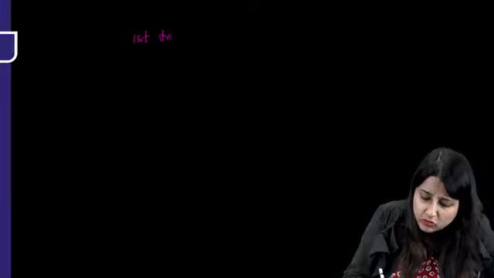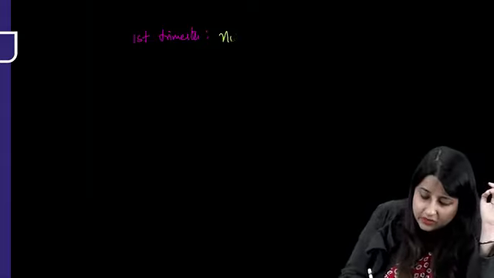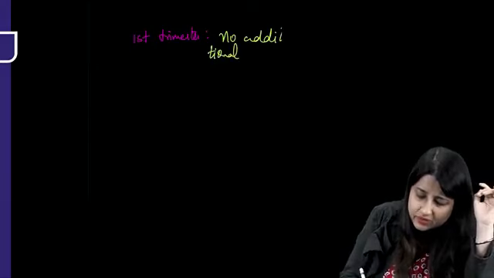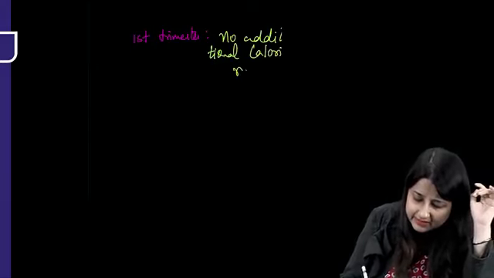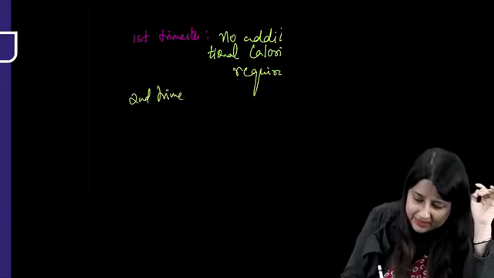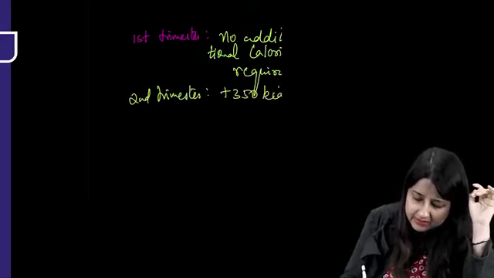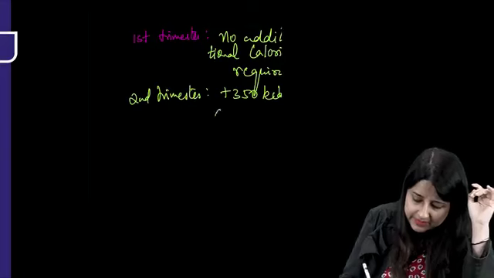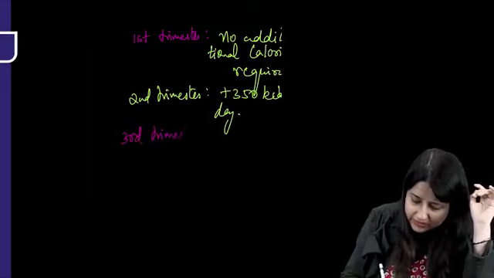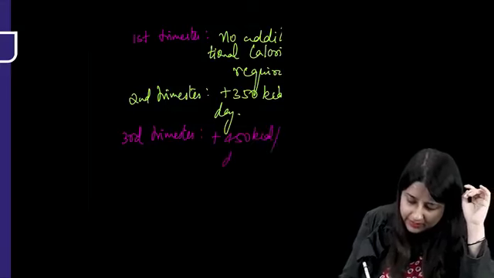Other than NIN, it is also said that in the first trimester, technically no additional calorie is required. But if somebody asks you in the second trimester how much calorie is required, it is plus 350 kilocalories per day. And in the third trimester, everybody, how much calorie is required? It is plus 450 kilocalories per day.